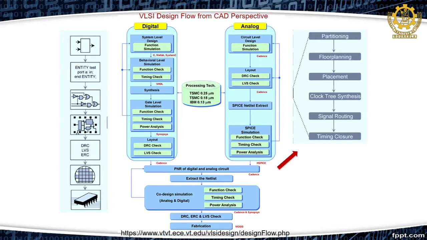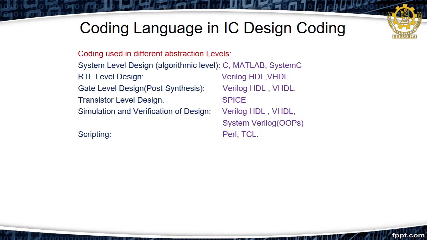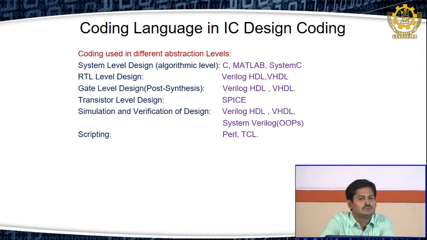Then coming to the next slide, I have put a summary of that VLSI design flow: what the different levels are, and depending upon those levels, what coding languages are mostly used in IC designing. So, coding used in different abstraction levels. First is system level designing, which mostly deals with the algorithmic level. We finalize our algorithms for our particular application. There I told you we use C, MATLAB and SystemC.